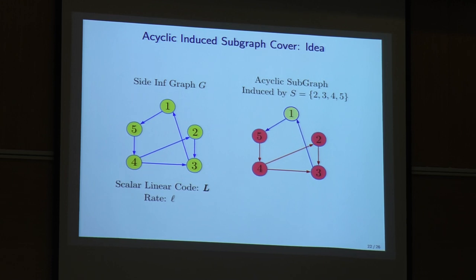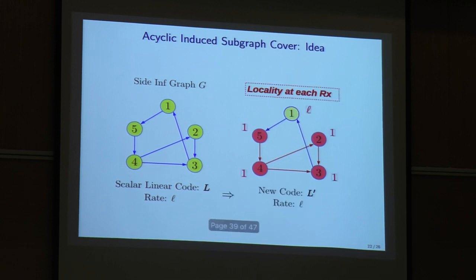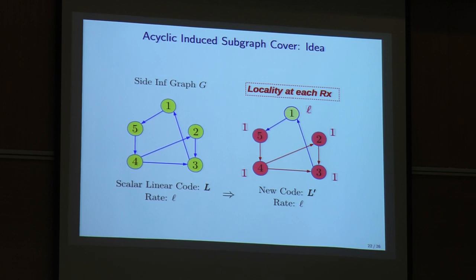So it so happens that if you can find such a subgraph, you can tweak the old code to get a new code so that the rate remains the same, but the locality in these vertices is 1, but the locality here you have no control, so take it as the worst case which is here. So if you have an acyclic subgraph which is vertex induced, you can tweak the code to reduce the locality at some vertices but not all.